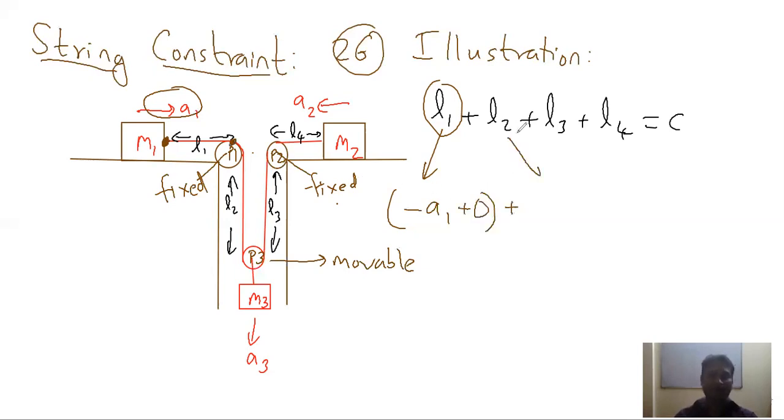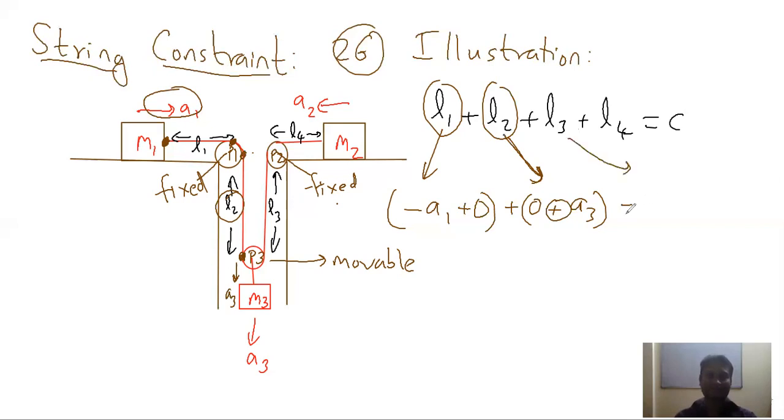Now let us consider length L2. For length L2, this is one point, this is another point. This point is fixed, so 0. And this point here for length L2 is moving down with acceleration A3, which leads to an increase in the length of L2. So plus A3. Why positive sign? Because the positive sign denotes length L2 is increasing.